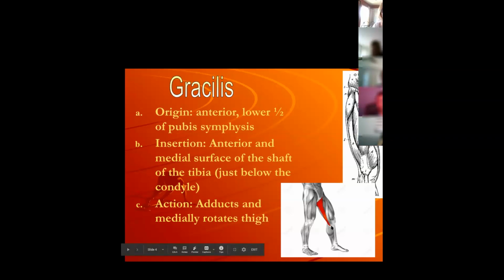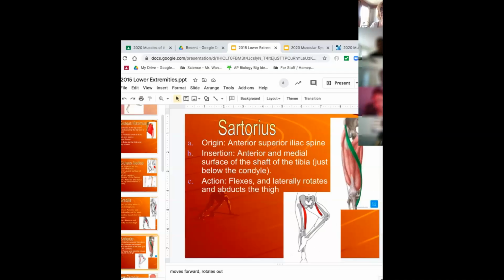So again, pull on that insertion toward the origin. It's going to bring it in toward the middle, right? The medius was connecting outward. This is connecting inward. So this is like an antagonist to the medius. So this would bring the leg in towards the middle. So that's an adduction. And also a medial rotation, because this time we're pulling it to the middle in the front. If we were pulling it to the back, it would be lateral rotation. Pulling it to the front would be medial. You good with the gracilis?